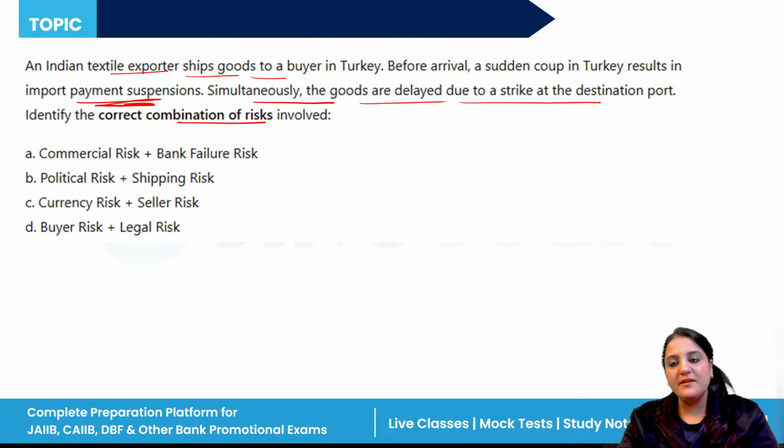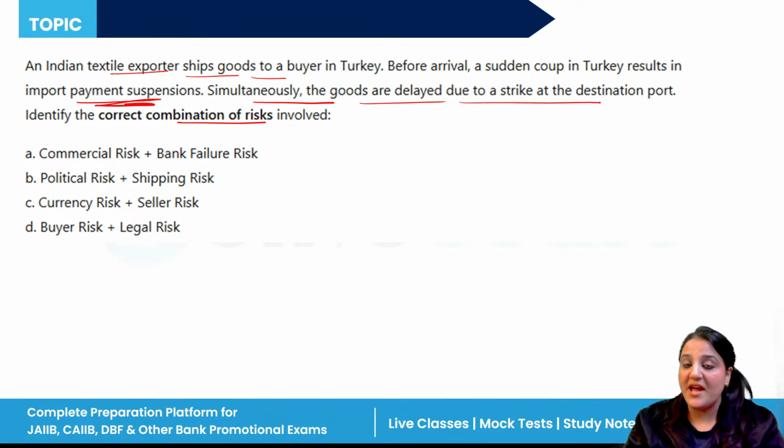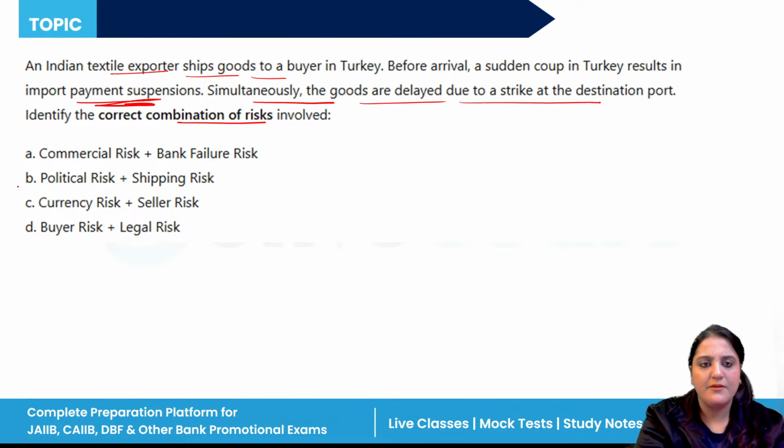And what is the shipping risk? When a port strike causes delay, that falls under shipping risk. So it is the combination of political risk as well as shipping risk. Political risk and shipping risk.